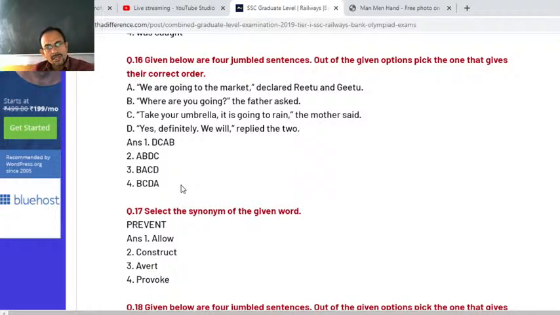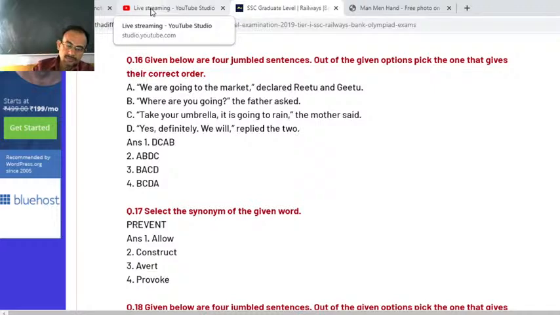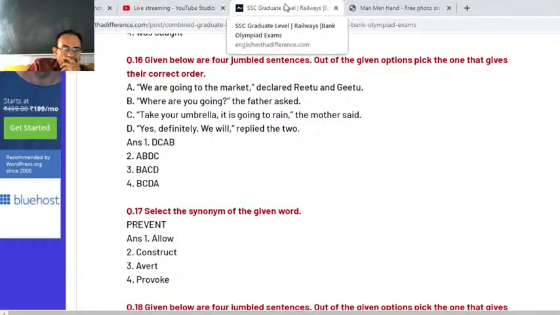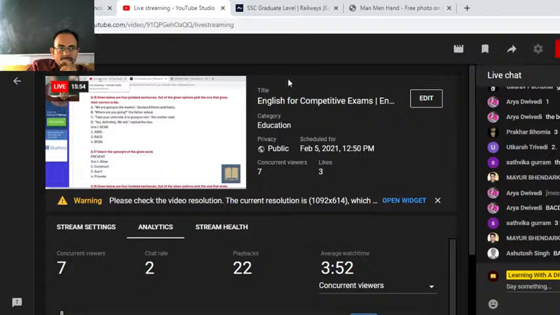We are going to the market, declared Ritu and Gitu. Where are you going? The father asked. Okay, so have you found the options? Which one do you think should be the order in sequence?